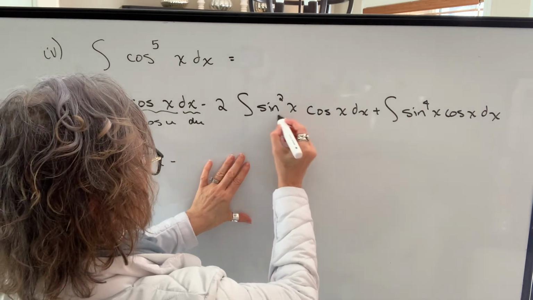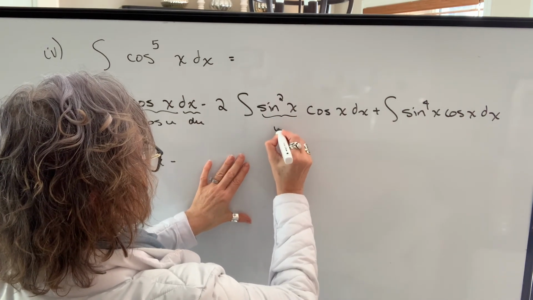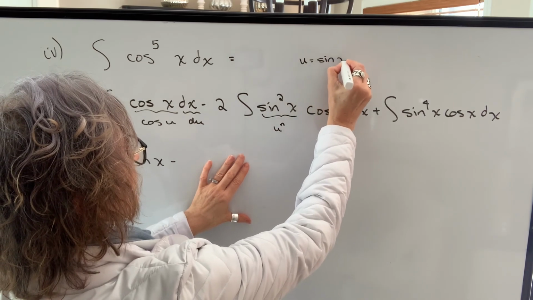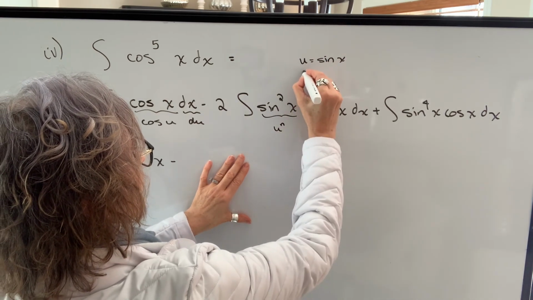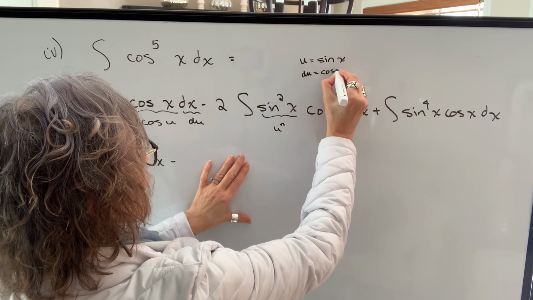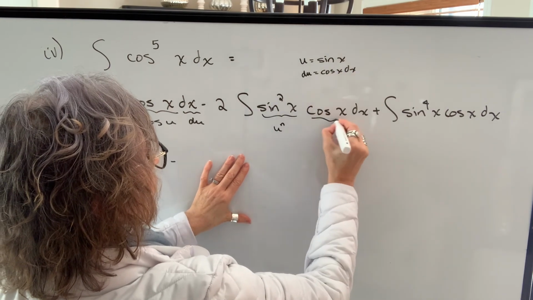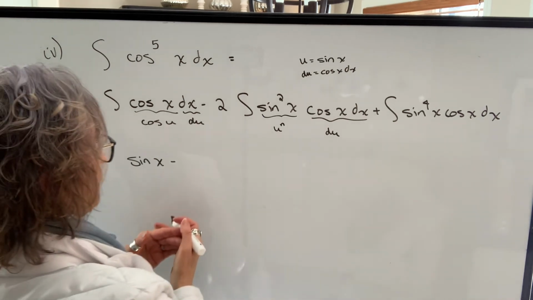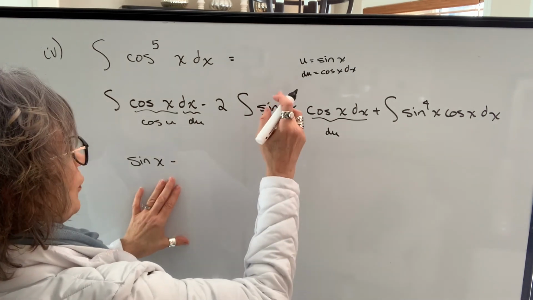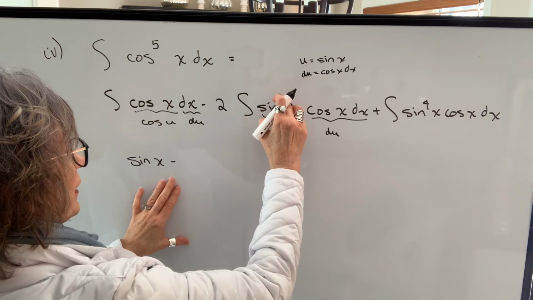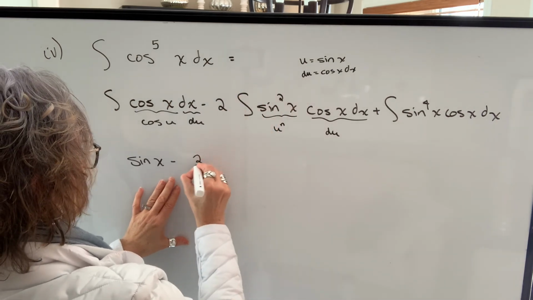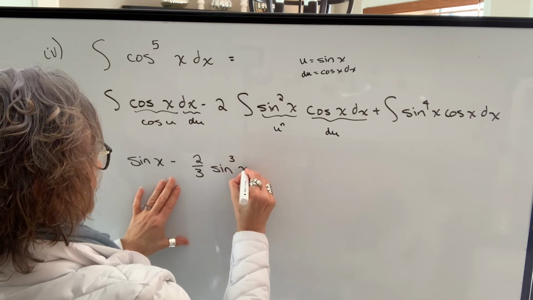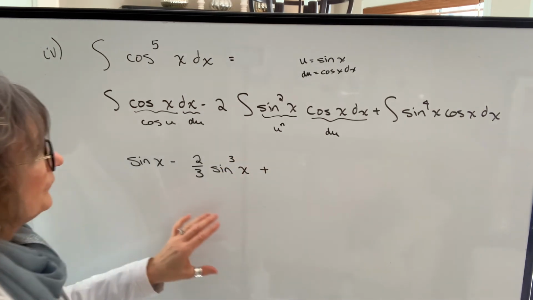Now in this case, the pattern we're going to use is u to the n. So u is sine of x. So the du factor will be the cos of x dx, which I have. So I go back and use my general power formula. So it will be 2 times 1 over n plus 1. N is 2, so n plus 1 is 3. So it'll be 2/3 sine of x to the power of 3 plus.